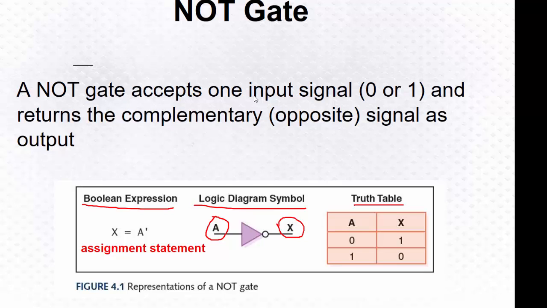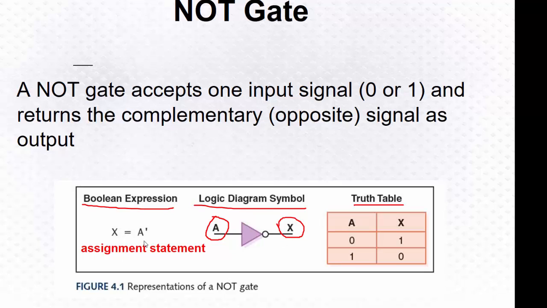Let's review again. A NOT gate is going to accept one input signal, and of course this is electricity. We're going to associate the binary values 0 and 1. But in logic, or in programming, we'll think of 0 as meaning false and 1 as meaning true, and it returns the complementary opposite signal as output. Do you remember doing 2's complement? Do you remember in step 2, you flip the bits, 0's become 1's and 1's become 0's? This is the gate that is responsible for flipping those bits. Okay, now one more time, let's look at these notations for the NOT gate.